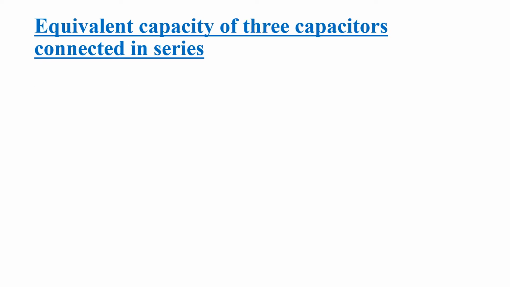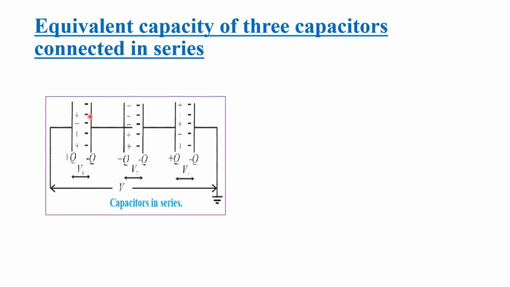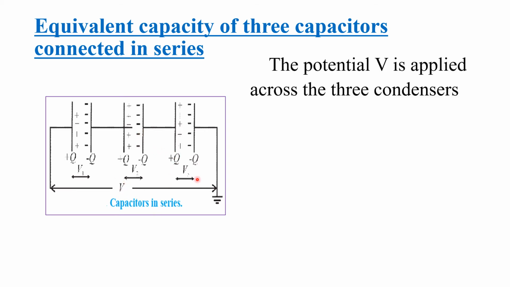Equivalent capacity of three capacitors when connected in series. Here are three capacitors. This is the first capacitor, this is the second capacitor, and this is the third capacitor. These three capacitors are connected in series with a potential difference V. Next, the potential V is applied across the three condensers. Look at this, V is the potential difference applied to the three condensers.